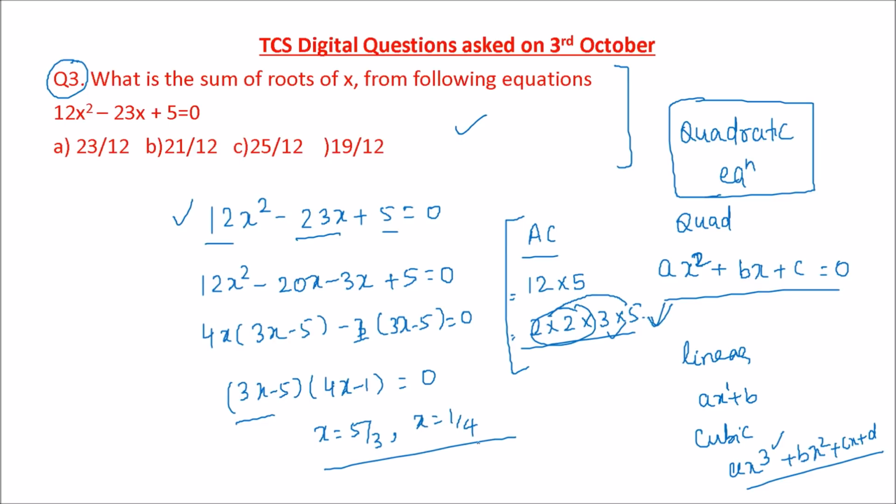They are asking the sum of roots. So the sum of roots will be nothing but 5 by 3 plus 1 by 4. The LCM will be 12. So 4 into 5 will be 20, and 3 into 1 is 3, so 23 by 12. That means option A will be the correct answer. So friends, nothing to worry. In a very simple way, you will be able to solve the problem. When you practice 3-4 questions of a similar type, you will get habituated.